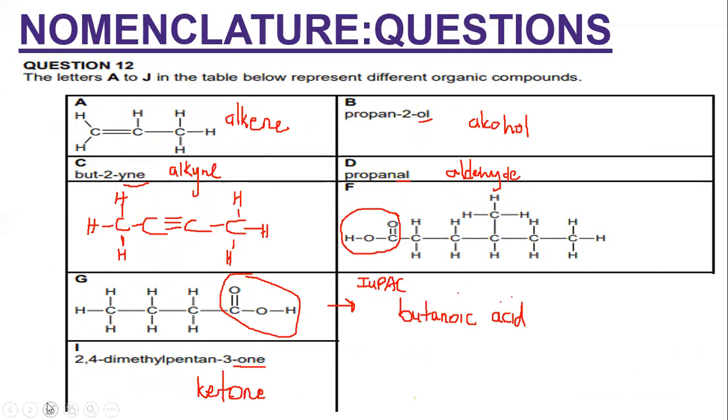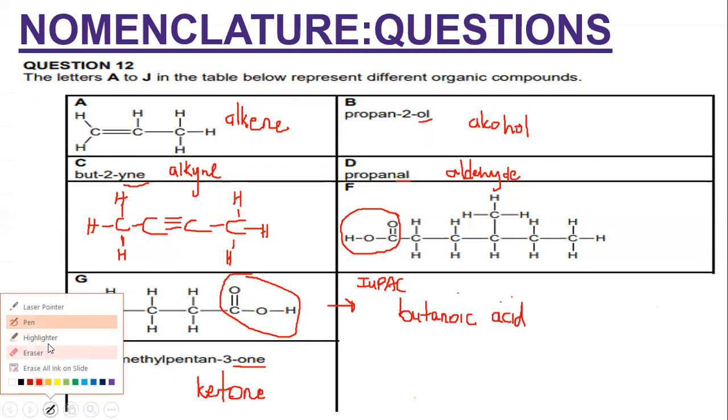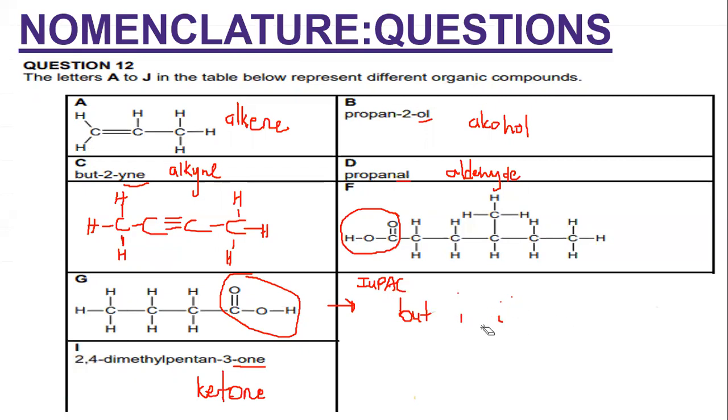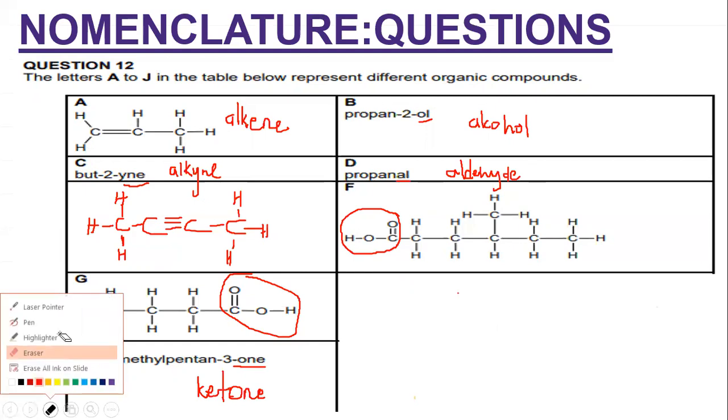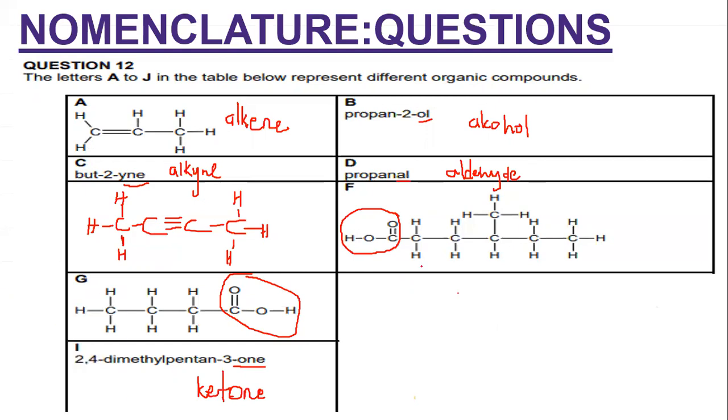So the one of D, I'll draw it here. Let me create space for me. There is a space that I want to use. We already spoke about this, okay? So I want the structure of D. The structure of D, it's a propanal. So it means it's an aldehyde.